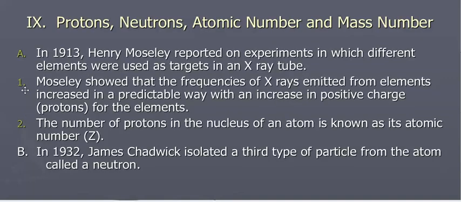In 1913, Henry Moseley reported on experiments in which different elements were used as targets in an X-ray tube. He showed that the frequencies of X-rays emitted from elements increased in a predictable way with an increase in the positive charge for the elements. Now, the number of protons in the nucleus of an atom is known as its atomic number, and I'll give it the symbol Z. In 1932, James Chadwick isolated a third type of particle, which he called the neutron, and the neutron was the last subatomic particle to be discovered.